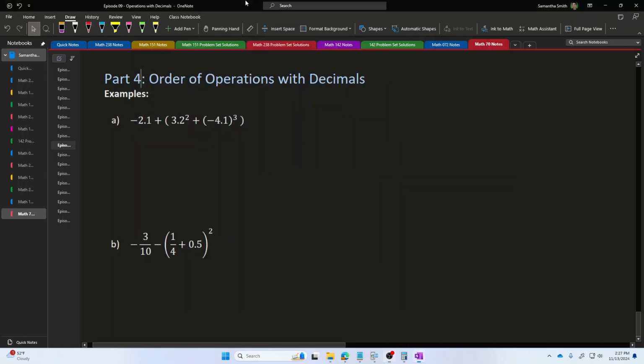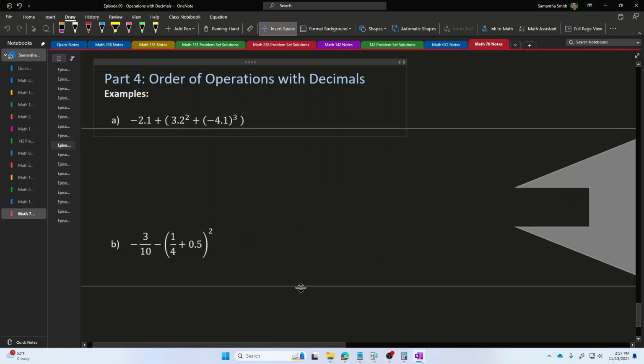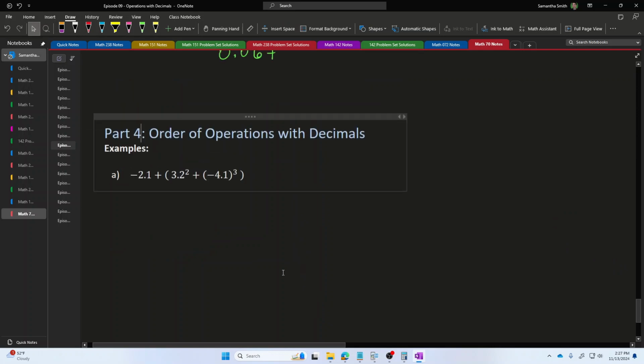In this final part of the episode, I just wanted to show you what order of operations looks like with decimals. First, I will show you how to do the calculations one step at a time using a very basic calculator, such as what comes with your phone or what comes with Windows 11. And then we'll talk about how we can find these values more efficiently using the graphing calculator, for example.